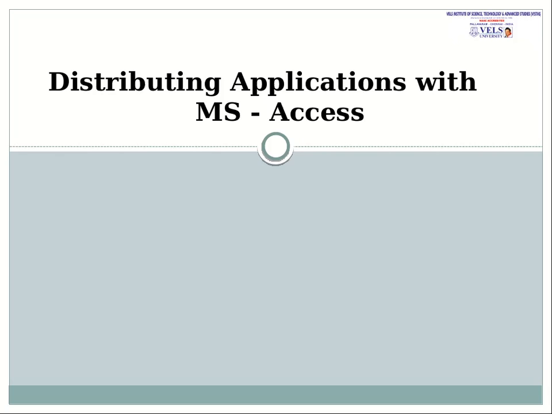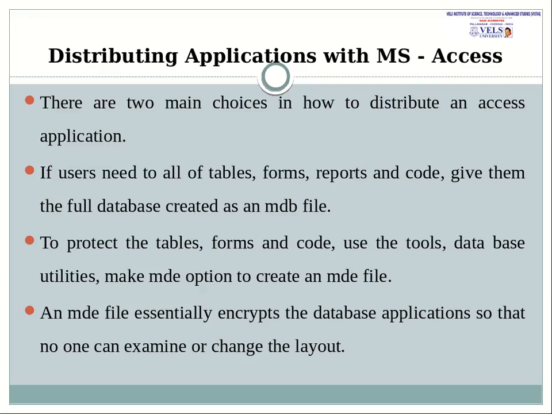Next, we will discuss distributing applications with MS Access. There are two main choices for how to distribute the applications. Either you can create an MDB file or an MDE file. An MDB file means that if the user needs all the tables, forms, reports and code, you give them the full database. So the entire database is created as an MDB file.